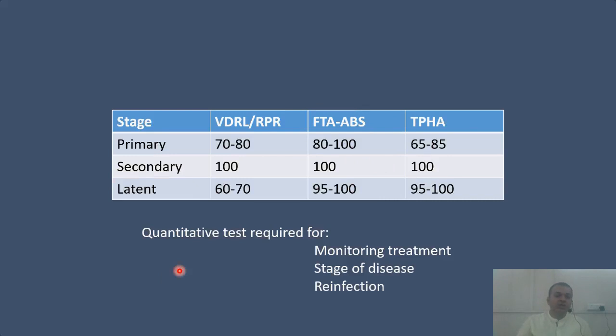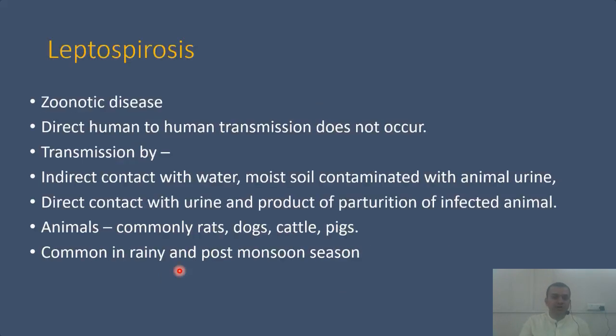Okay, so this is all about the Treponema pallidum lab diagnosis that we have learned today. As for the more specific tests, you have to go and read up yourself on what they are and how they are performed. Now we move on to the next spirochete, which is Leptospira, causing leptospirosis.